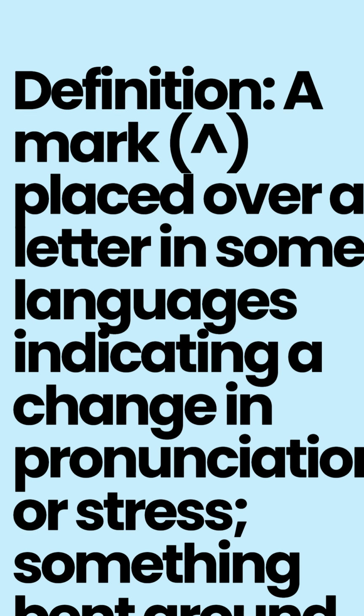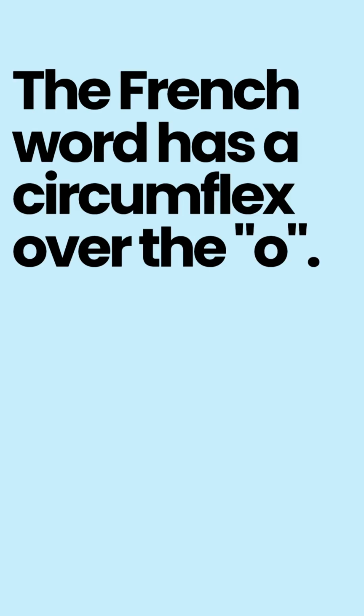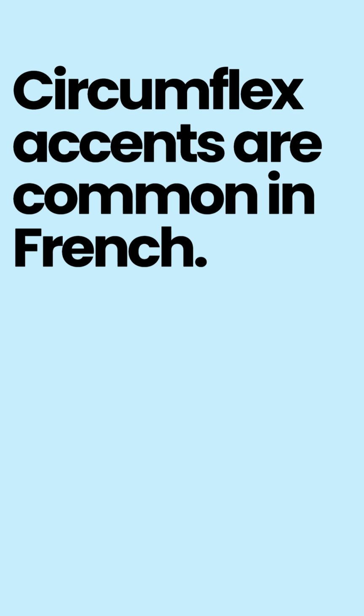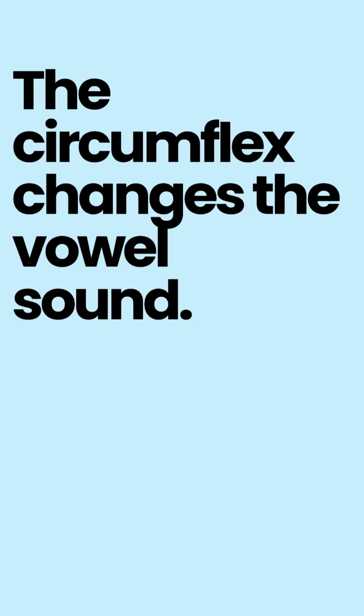12. Circumflex. Circum, around. Flex, bend. Definition: a mark placed over a letter in some languages indicating a change in pronunciation or stress; something bent around. Example sentences. The French word has a circumflex over the O. Do you know how to type a circumflex? Circumflex accents are common in French. The circumflex changes the vowel sound.